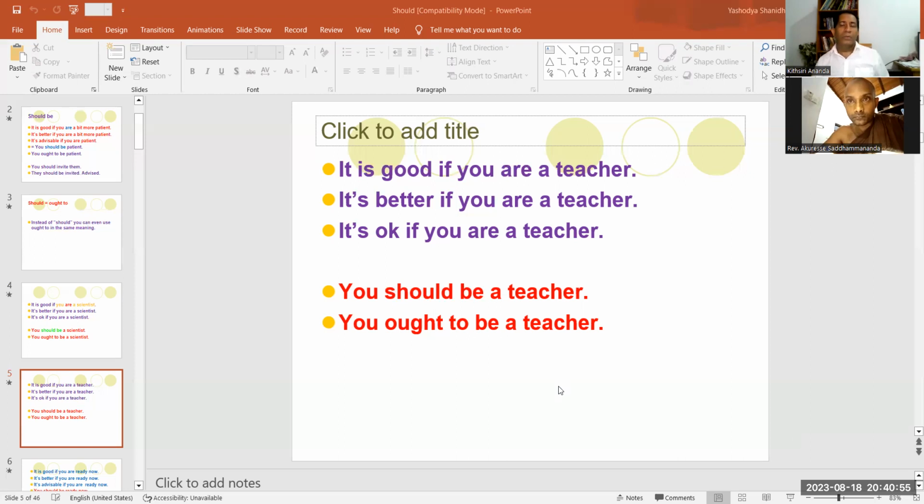All right. So anyway, you can ask questions regarding the example sentences that you can see on the screen. Right? When I say that you should be a teacher or you ought to be a teacher, I mean it is good, it is better, it's okay if you are a teacher because you have all the qualities to be a teacher, or you possess the competency, the personality traits to become a teacher. So I would say you should be a teacher. I think you should be a teacher. Teaching profession is better for you. The profession of teaching is more suitable for you.